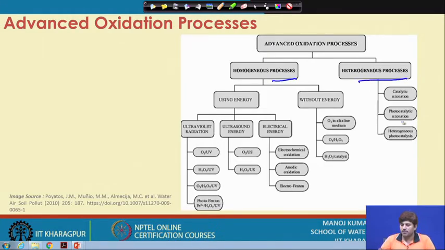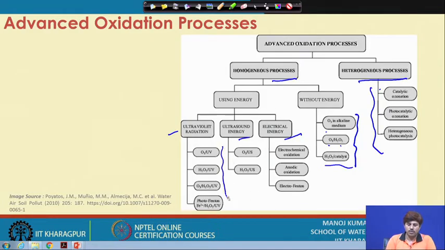catalytic oxidation, photocatalytic oxidation or heterogeneous photocatalysis can produce OH radicals. Among homogeneous methods, there are a few which do not need too much energy, but rather work on a chemical basis, like ozone with H2O2, ozone in alkaline medium, or H2O2 and catalyst, whereas there are processes which need energy in the form of ultraviolet radiation or ultrasound energy or electrical energy.